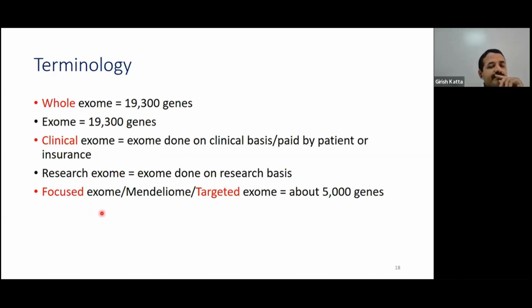We also have terminologies like focused exome sequencing, where this also means disease causing or disease associated human genes. Mendelian sequencing, targeted exome sequencing, all mean about 5,000 genes. Some people use the term clinical exome sequencing for this. All the human disease causing genes listed in OMIM are sequenced here, which is approximately 5,000. This may be sufficient for your clinical use, but for recently discovered disease causing genes, or if you are interested in research, this may not be sufficient.